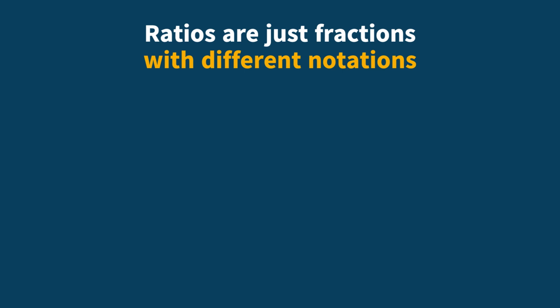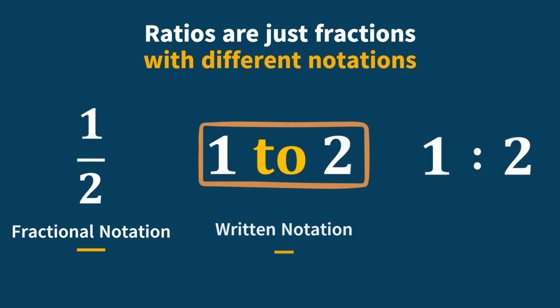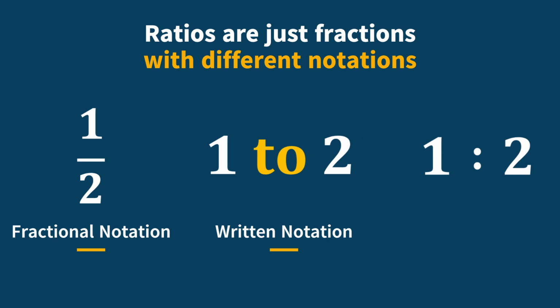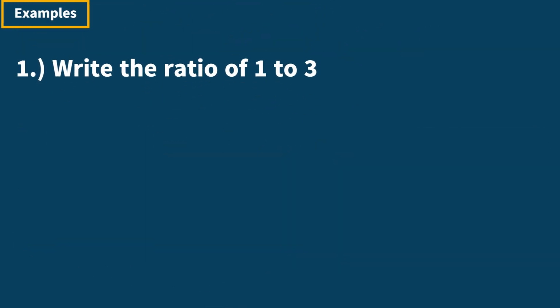However, there are different notations. Here are the three different types of notations. The first one is 1 over 2, which is called fractional notation. The second one is 1 to 2, which is written notation. The third one is 1:2, and that's called colon notation. Let's go over some examples.